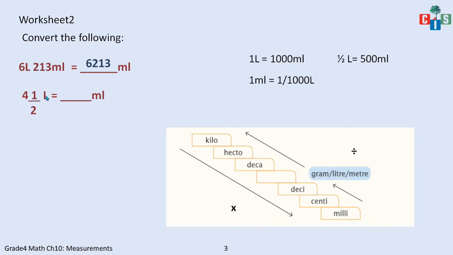4 liter will be 4000 milliliter and half liter will be 500 milliliter. So 4000 plus 500 milliliter will give me 4500 milliliter. Now see kids, 1 liter is equal to 1000 milliliter. So it's obvious that half of 1 will be half liter and half of 1000 will be 500. So half liter will be equal to 500 milliliter.